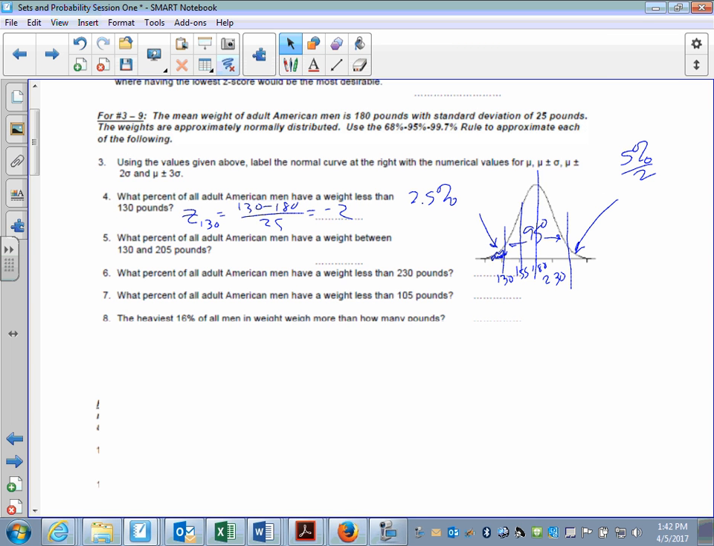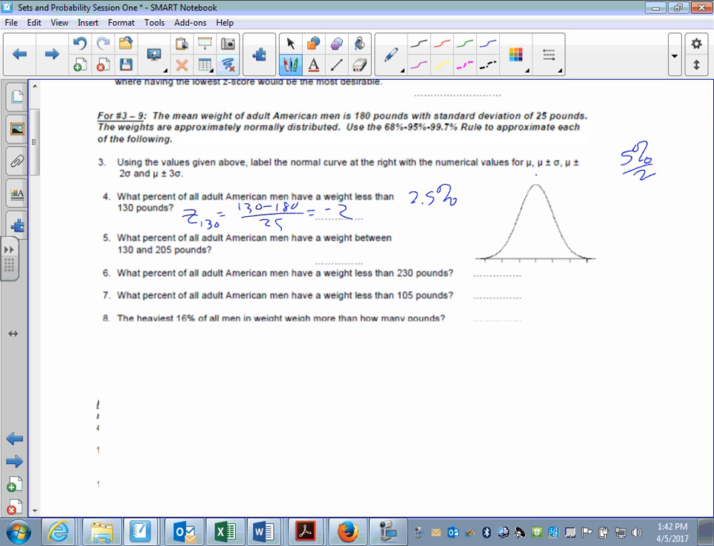Now, number 5: what percent of adult American men have a weight between 130 and 205 pounds? Okay, so let's do this. Here's 180. Now 130 is 2 standard deviations below the mean. We already know that. So this region right here is going to be 1/2 of 95%, which is 47.5%.